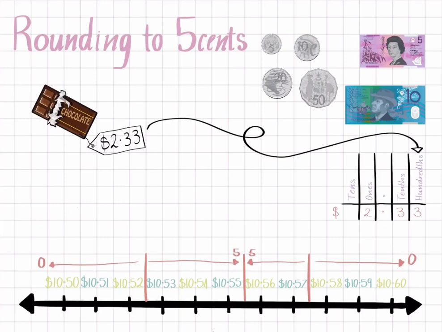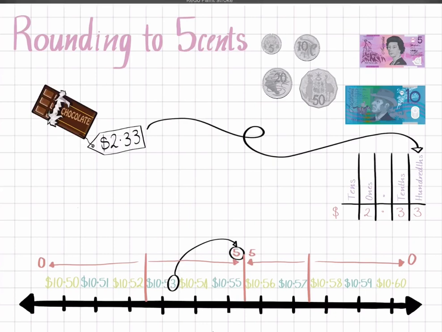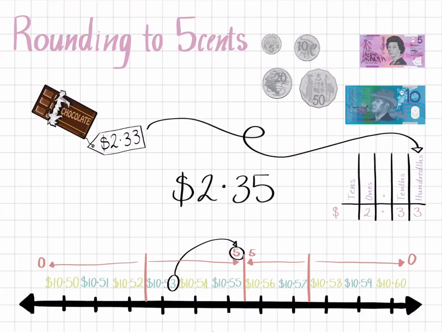So I'm looking back down at our number line from before, and I'm looking at where I can see a 3, and then I can see it just there in the $10.53. And when it is a 3, that means we need to round up to the 5. So our total amount we would need to pay would be $2.35.